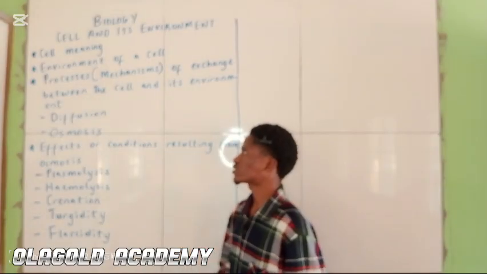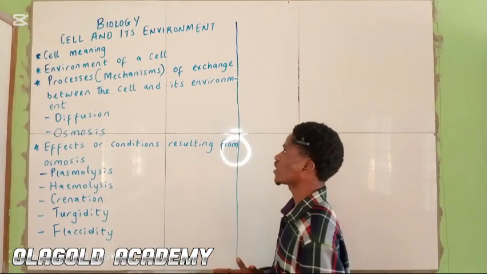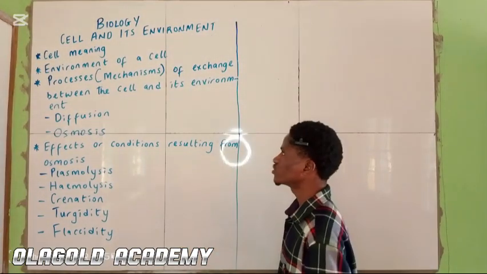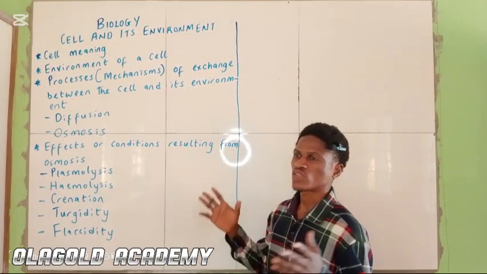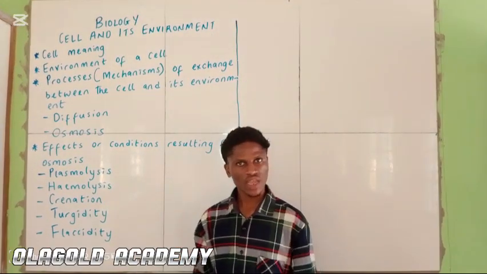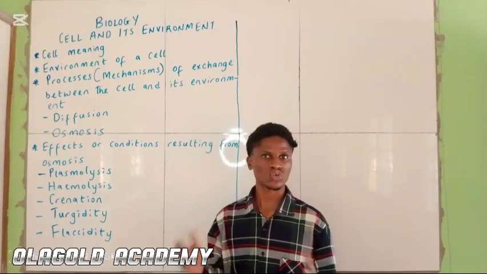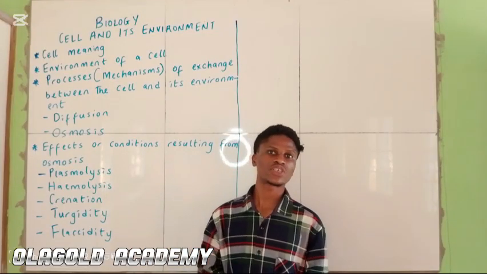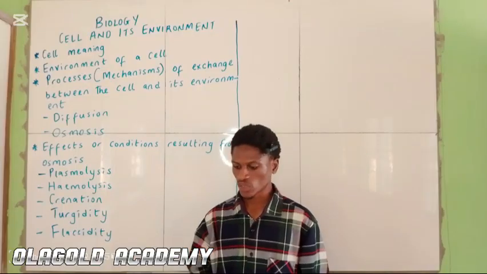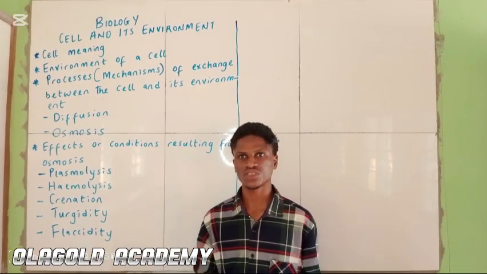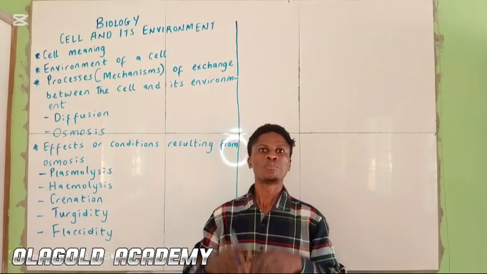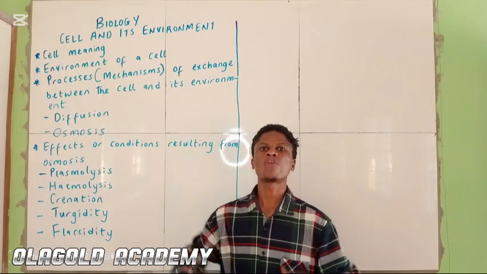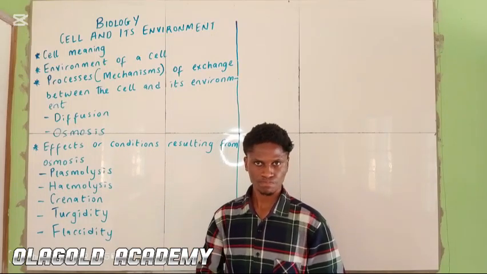Now, let's start. The first thing we're having is the meaning of cell. Now, as we all know, cell is the basic and structural unit of life. It means that all living things are composed or made up of cells.